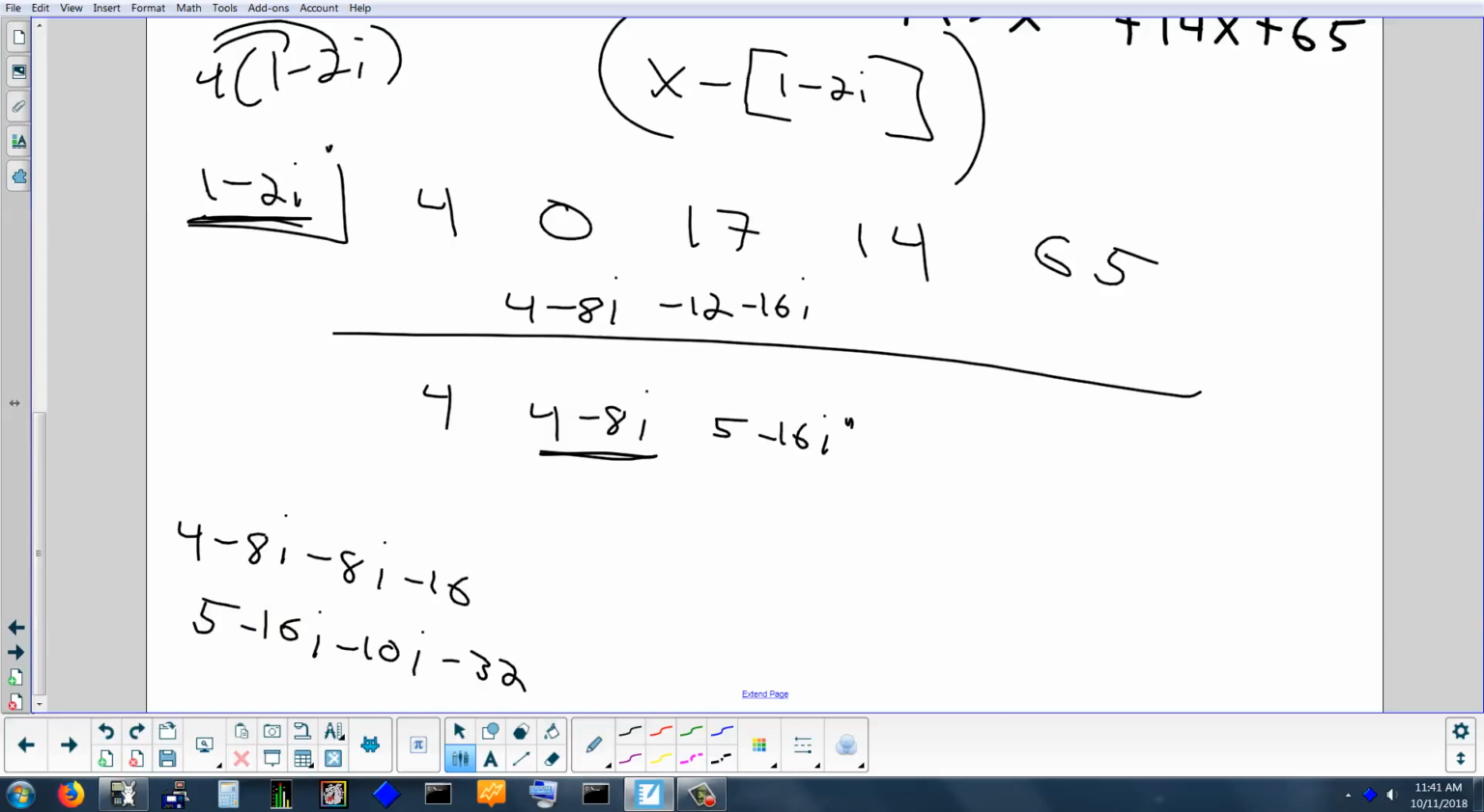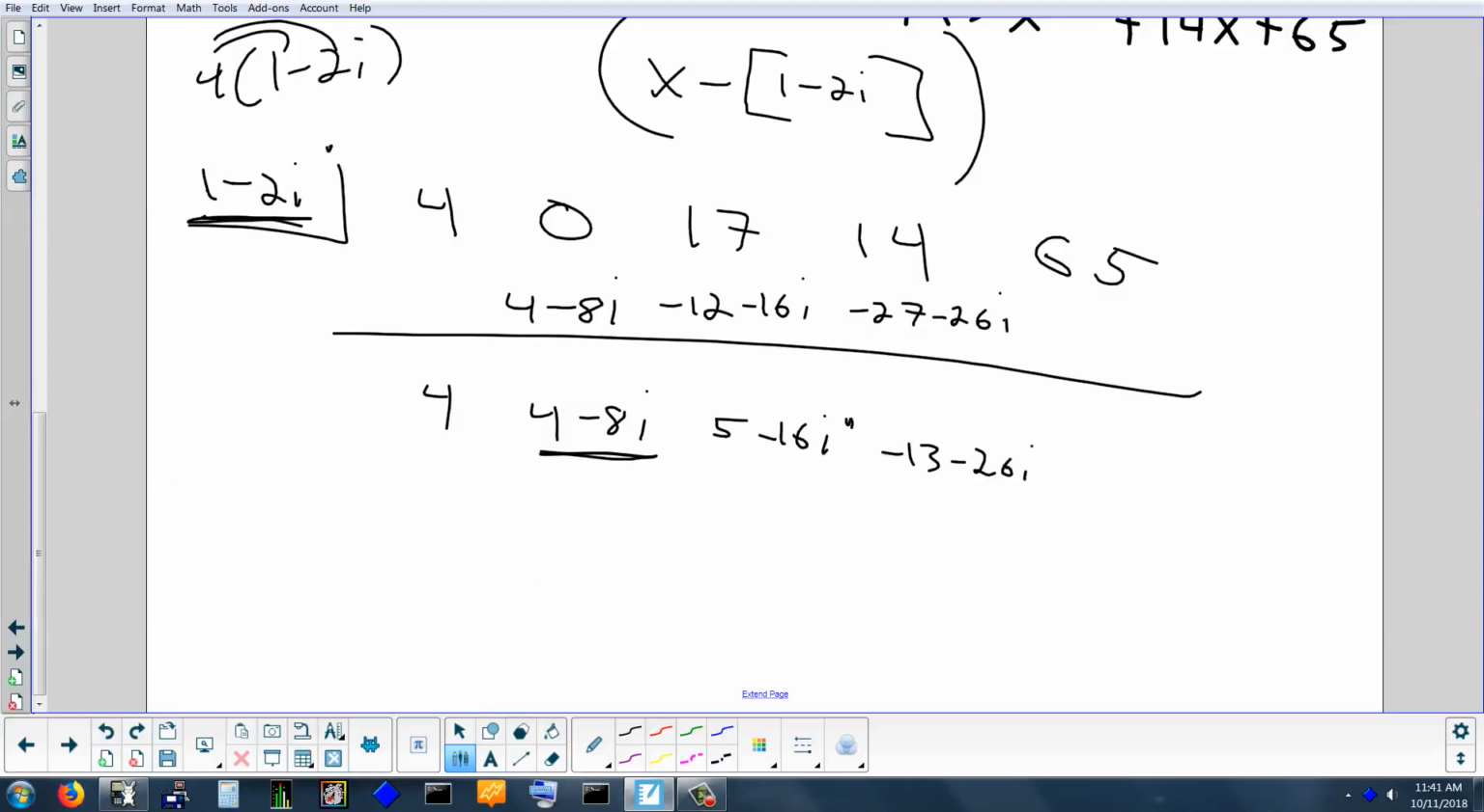Yep. Negative 27. Not the nicest number. And then negative 16i minus 10i is negative 26i. Add your columns. What's 14 plus negative 27? Negative 13. But if I remember correctly, this is working out exactly the way it should. On a test, you'd be done right here.